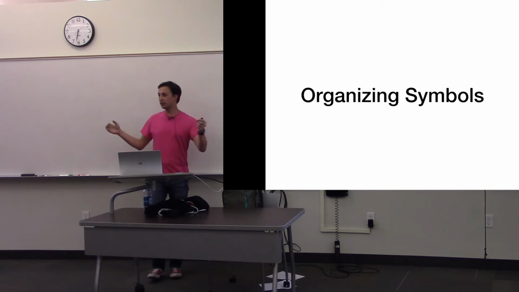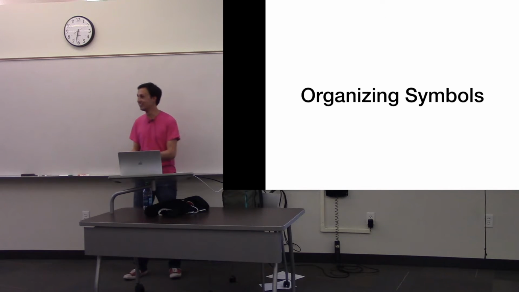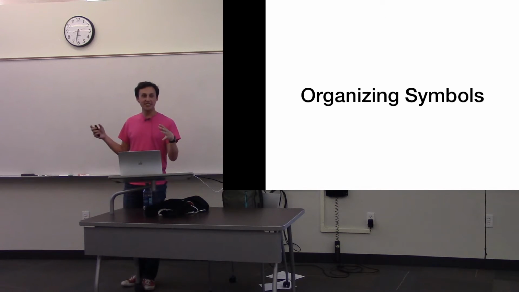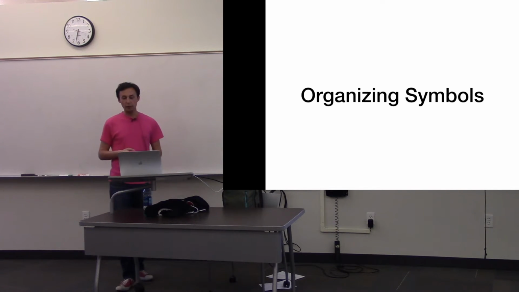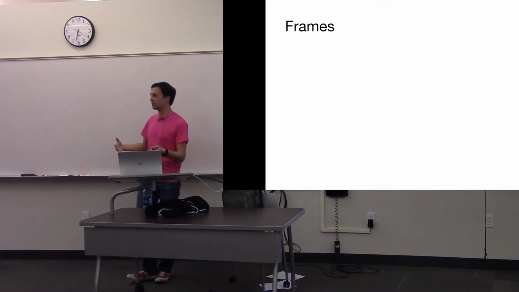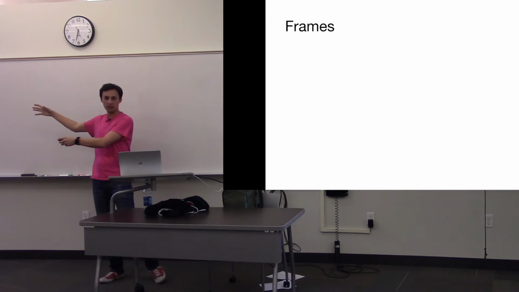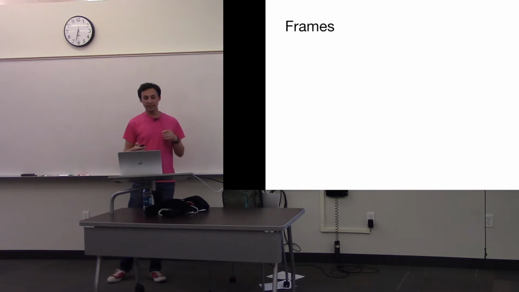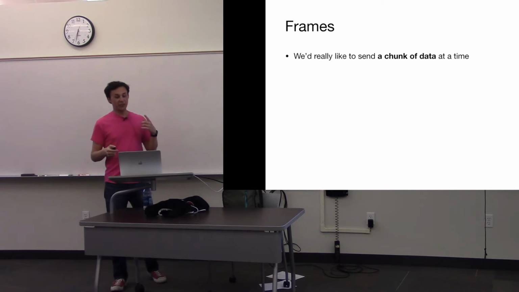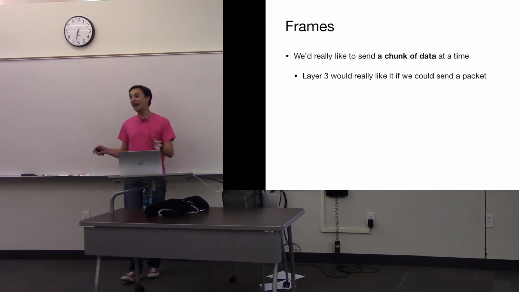So we have a way to coordinate symbols. How do we organize symbols into meaningful amounts of data that we actually care to receive or send? So we want to get to the ability to send frames to each other because the data link layer would be nice if we could actually send a chunk of data to the port partner and actually have them receive something that's usable. So we'd like to send a chunk of data.